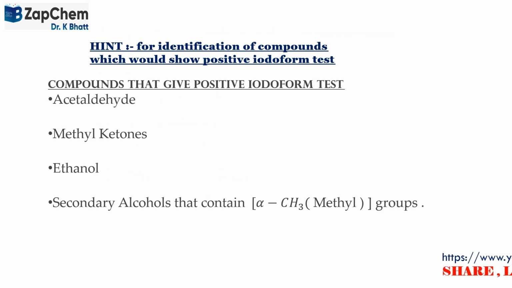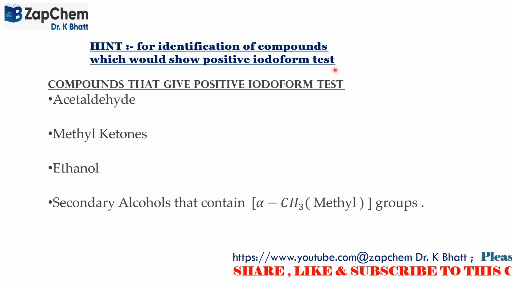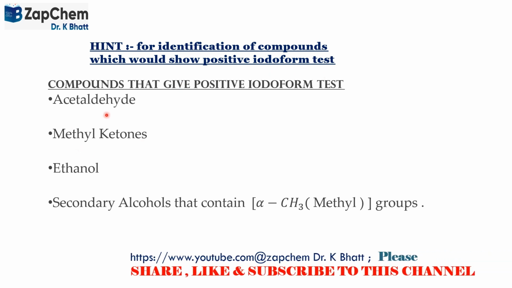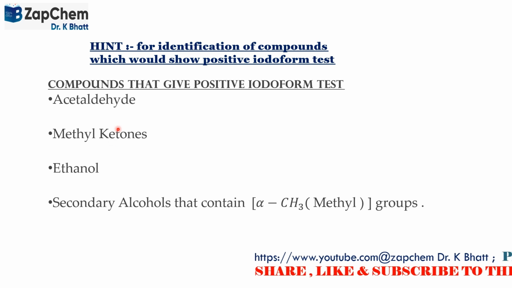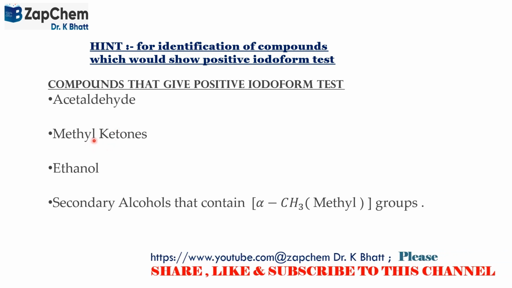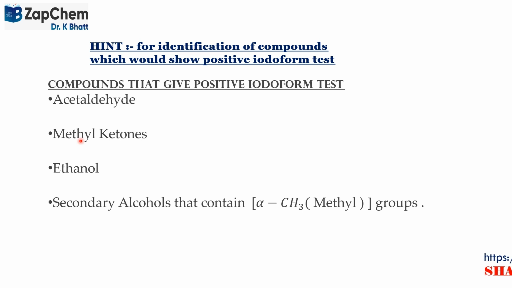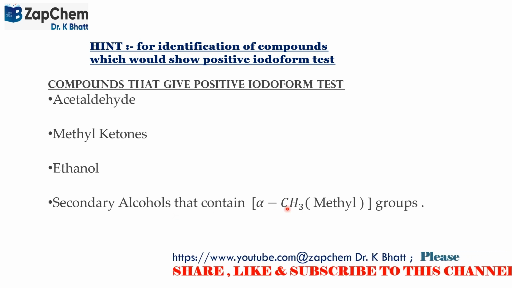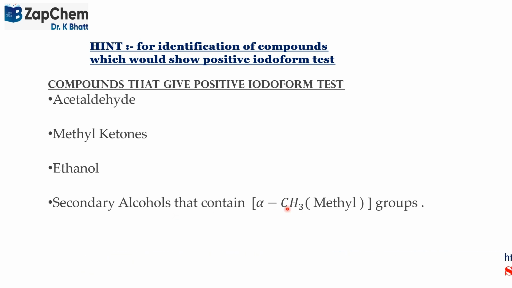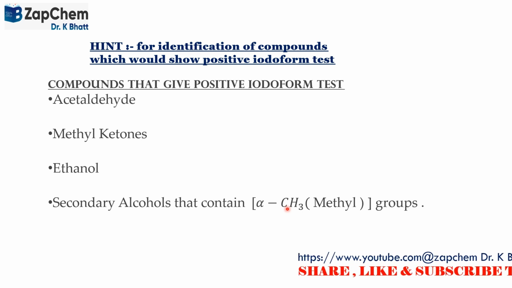Here is a hint for identification of compounds which should show positive iodoform test. Either it should be an acetaldehyde, methyl ketones, that means those carbonyl compounds which contain alpha CH3 group or alpha methyl group, ethanol, and also the secondary alcohols that contain alpha methyl groups. That is the methyl group at the alpha position with respect to the OH group.